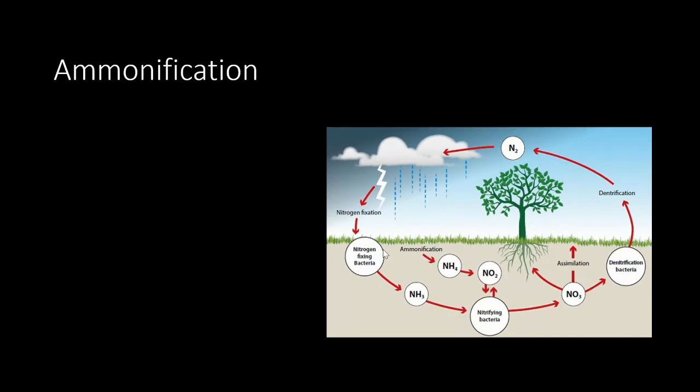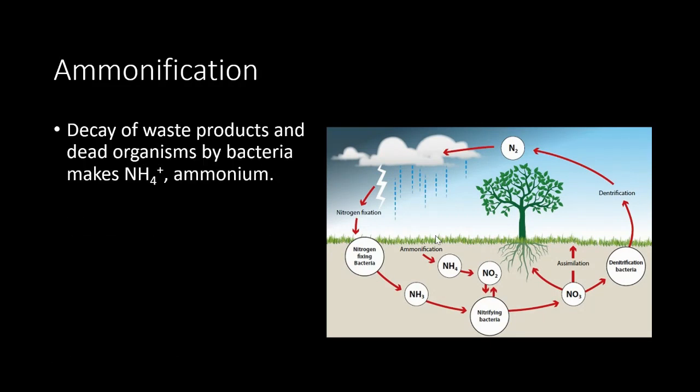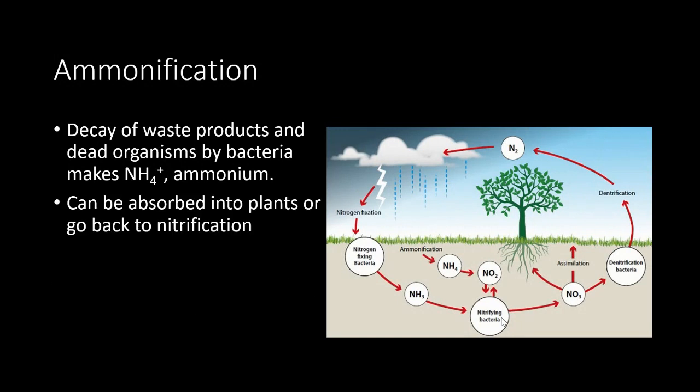So then everything produces waste products and eventually dies. So what happens to those? They become ammonium. So then this is ammonification right here. That ammonium can either be taken into the plants or it can be changed into more usable forms by these nitrifying bacteria.